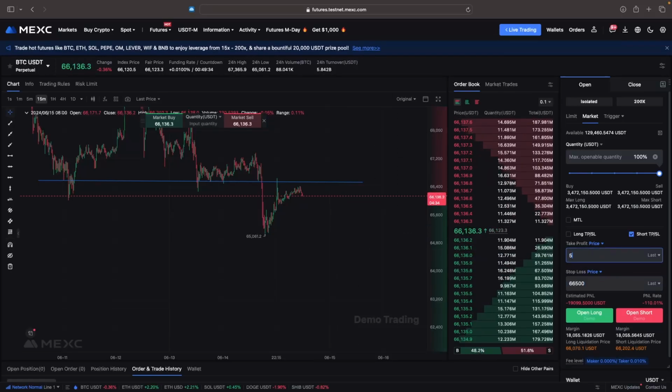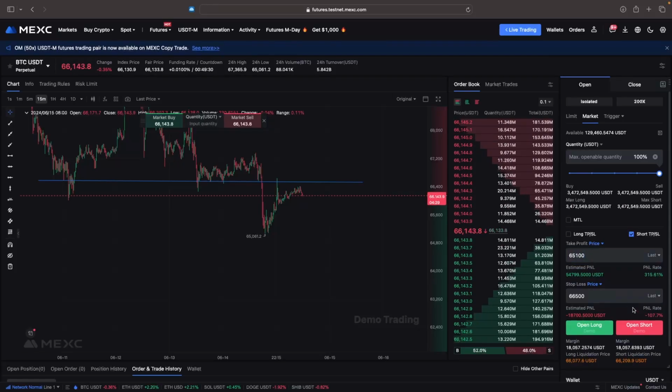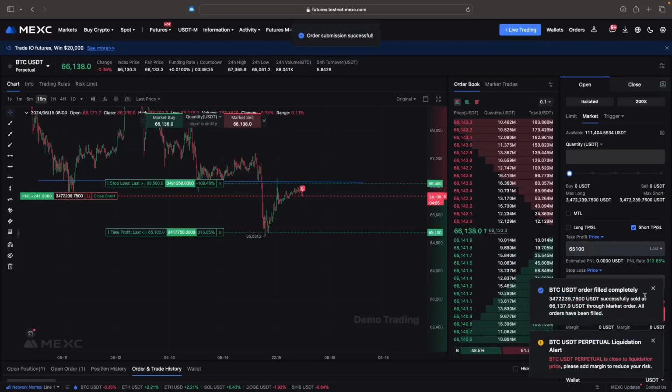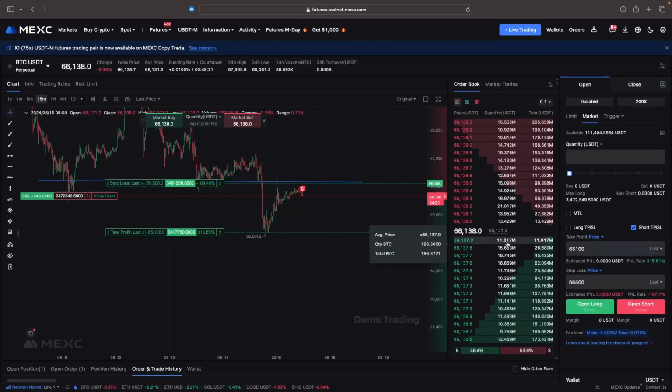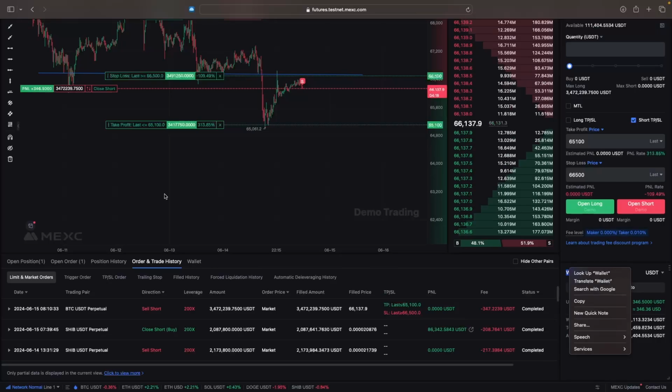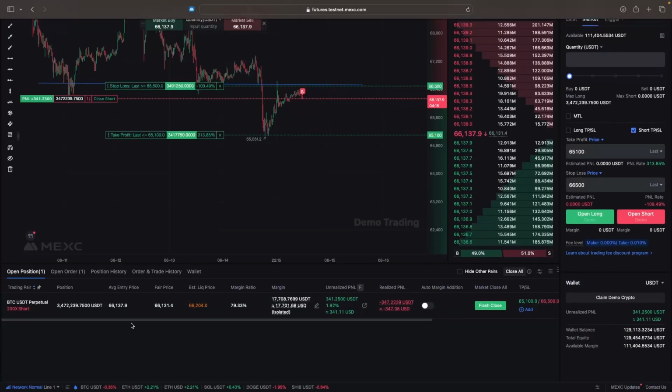Then I can see the profit and loss once again. Let's enter into this short right here. And then it's going to give me a liquidation alert because I'm obviously close to liquidation. But then down here, if I go to open position, this is what it's going to look like.